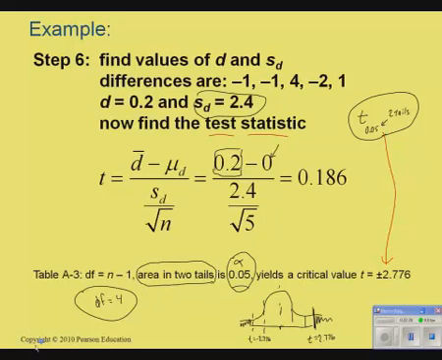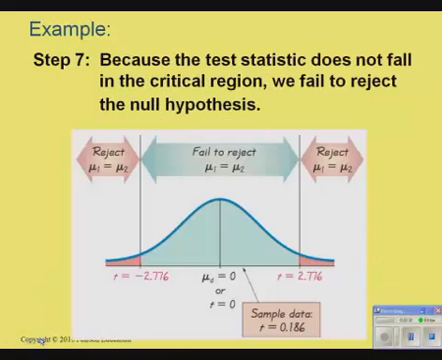Well, actually, we do that on the next page. They have a better picture than I do. They're going to put 0.186 on the picture. It's going to be like right there. So let's see. Yeah, here's my test statistic. Right? Here's your critical regions. There's my test statistic. Are we going to reject or fail to reject? Fail to reject.